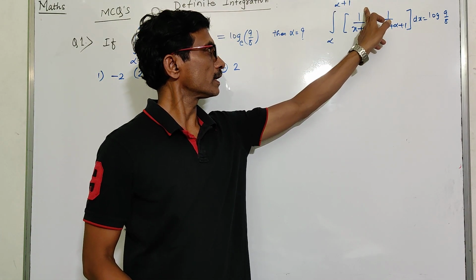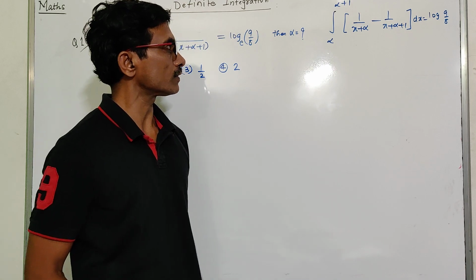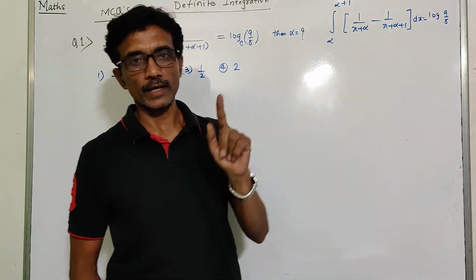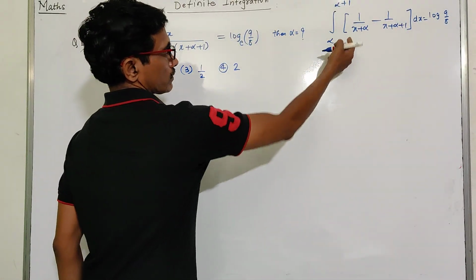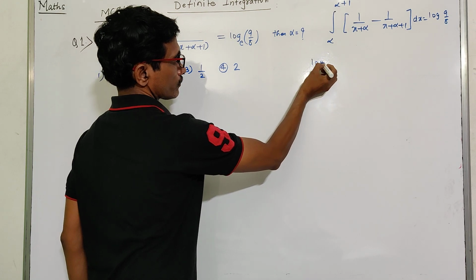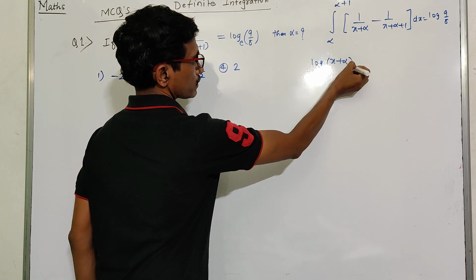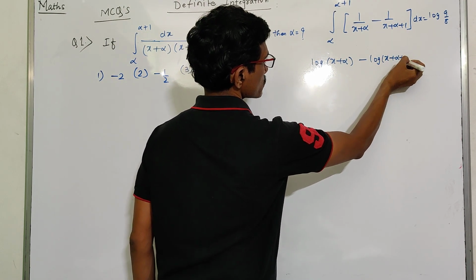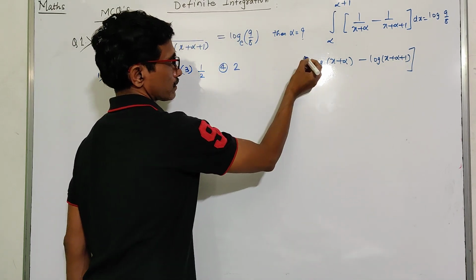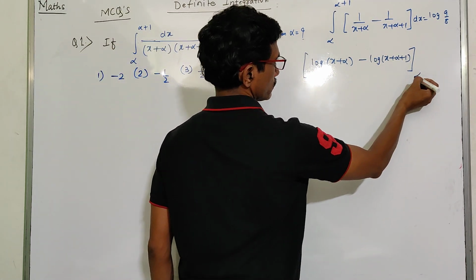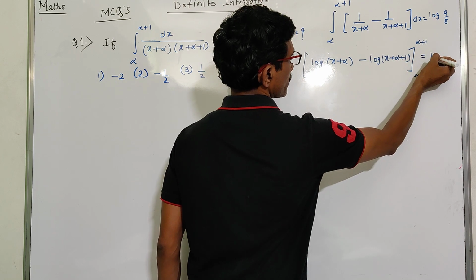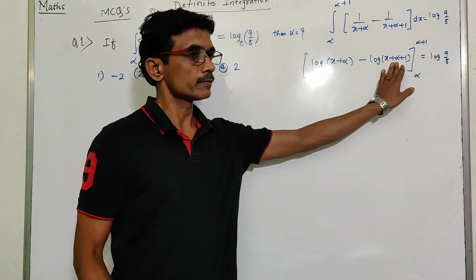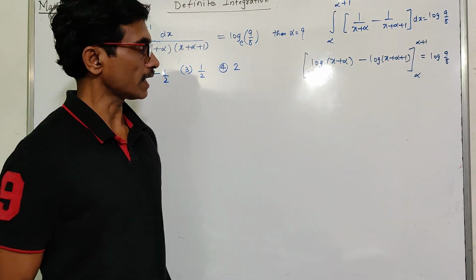Integration of dx upon x plus alpha is log of x plus alpha, and dx upon x plus alpha plus 1 is log of x plus alpha plus 1. So this integration is log of x plus alpha minus log of x plus alpha plus 1, and the limits are alpha to alpha plus 1. Right hand side as it is, log of 9 by 8.